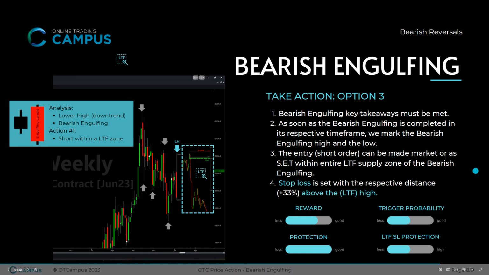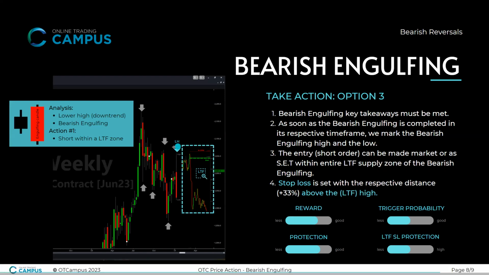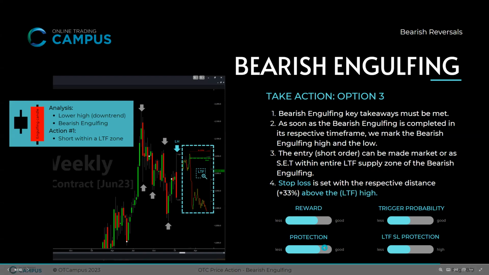Let me replace this one. Okay, now it's fixed, right? It's definitely not the best. The best is with a stop loss above the bearish engulfing to cover the lower high, but it is fine. If you found high quality supply, then your stop loss also makes absolute sense.